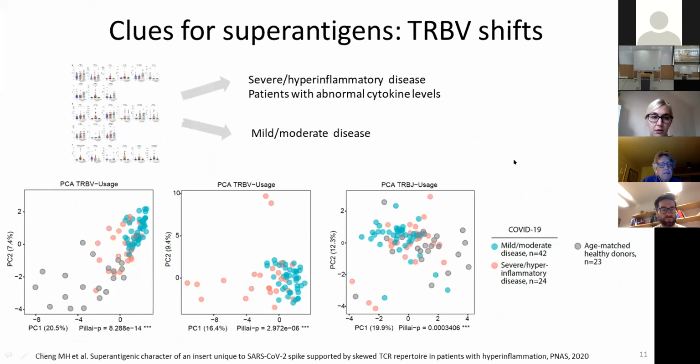So we subsampled our COVID-19 cohort for patients with especially abnormal cytokine profiles and the ones with more moderate cytokine profiles. And as a nature of superantigen, it binds predominantly to the TRBV gene, and so we did look for shifts in the V gene. And we could find a shift according to the PCA. There was a significant shift in TRBV usage, but not in TRBJ usage as pronounced.